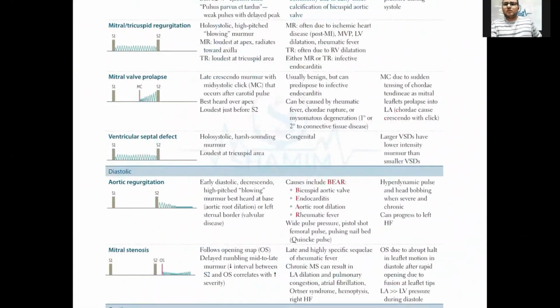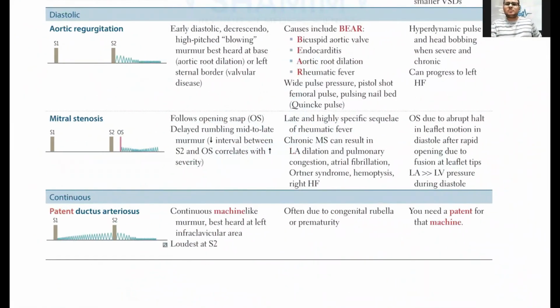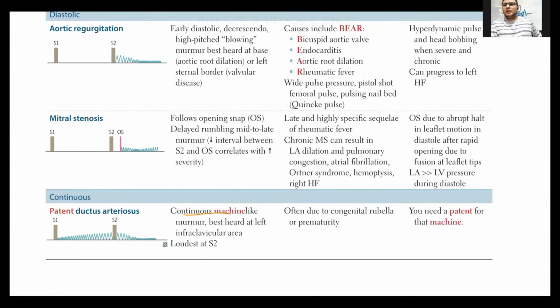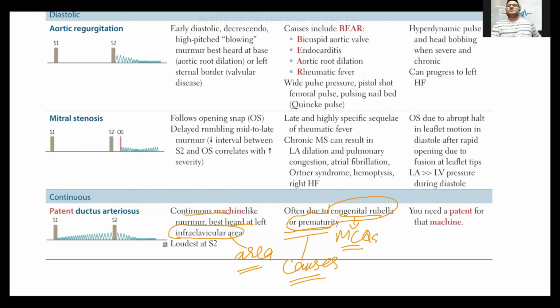Okay, so coming to our first topic, patent ductus arteriosus. What is this? It is a continuous machine-like murmur, and this is best heard at the left infraclavicular area. This is the important area where we can appreciate this murmur. It is an important MCQ here for FCPS, MDMS, USMLE, and PLAB. What are the causes of patent ductus arteriosus? That is congenital rubella syndrome and prematurity.